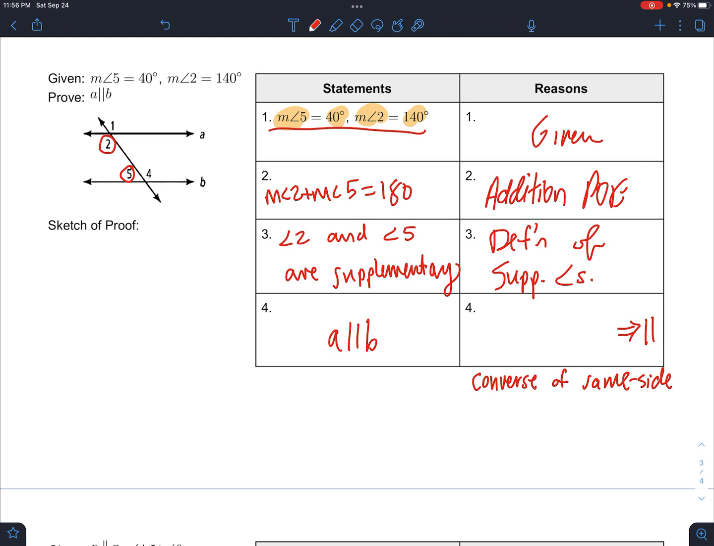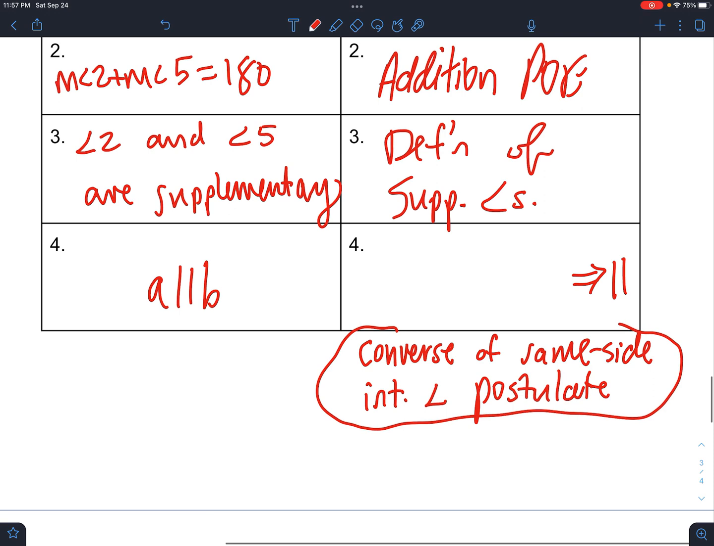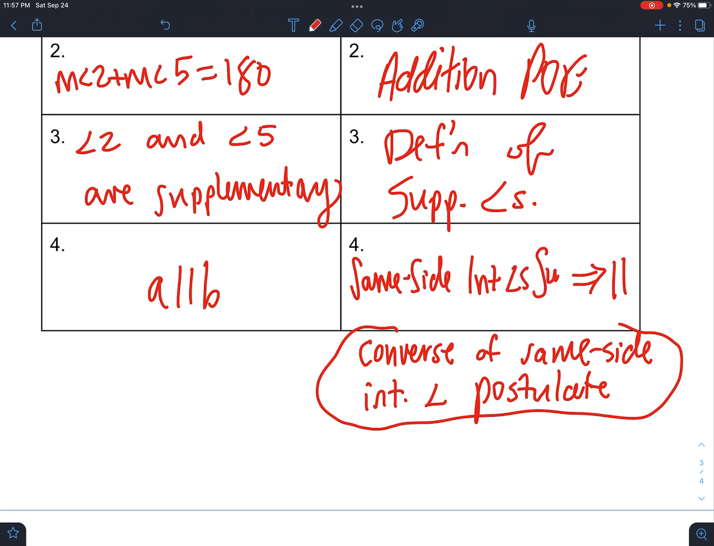could be a little misleading, this one. The converse, or the same side interior angle theorem, or postulate, that is the answer. That is the answer of what goes in the box. But I also wrote that as, let's make sure I get exactly what I said. Same side interior angles are supplementary.